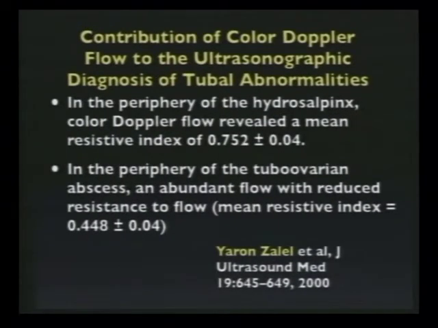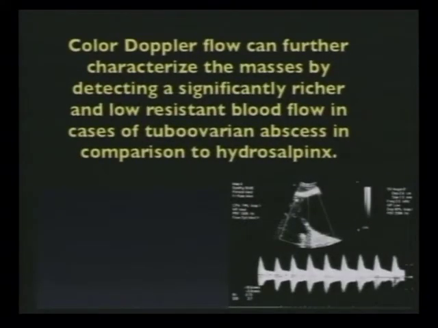What about the contribution of color Doppler flow to the sonographic diagnosis of tubal abnormalities? We have found that in the periphery of the hydrosalpinx, color Doppler flow revealed a mean resistive index of 0.75, while in the periphery of the tubo-ovarian abscess, an abundant blood flow with reduced resistance to flow was found, and it can contribute to the diagnosis of these abnormalities.